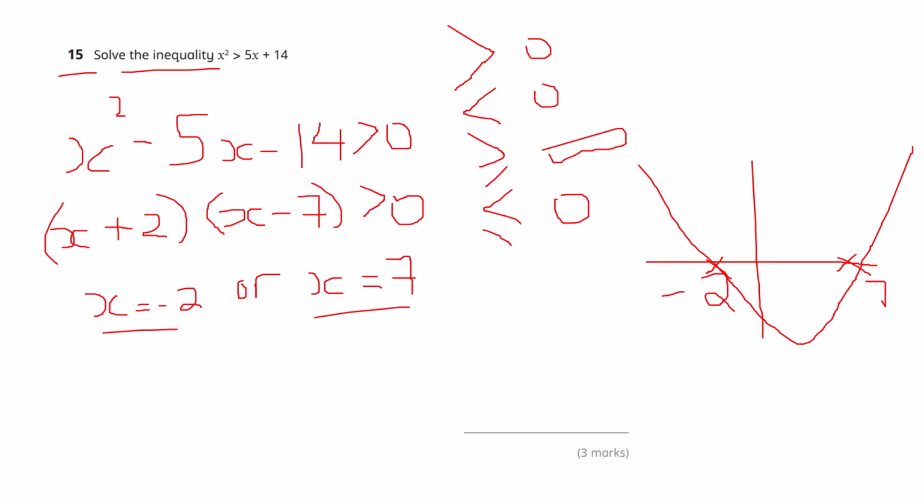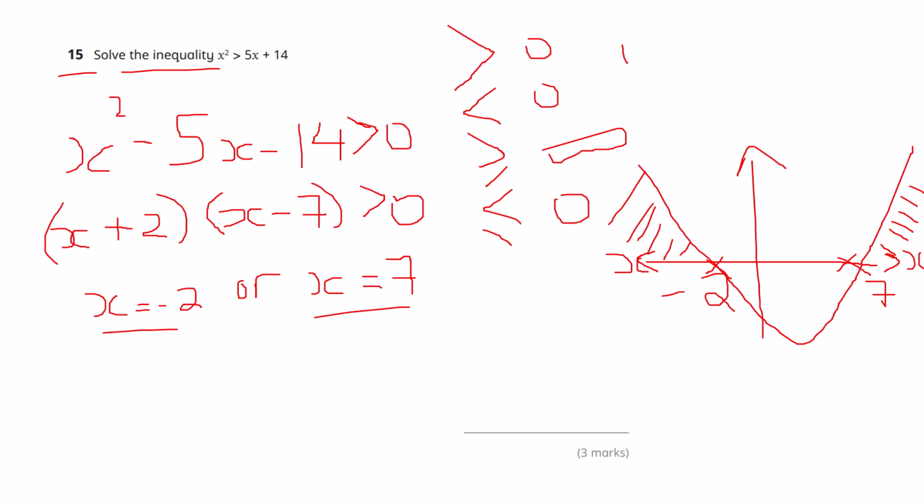Now here's the key, guys. Step 5 now: when is this quadratic above 0? So when is it above the x-axis? It is above it when x is bigger than 7 and when x is less than minus 2. So it's this region here and this region here. So that is when the quadratic is bigger than 0. It's above the x-axis.